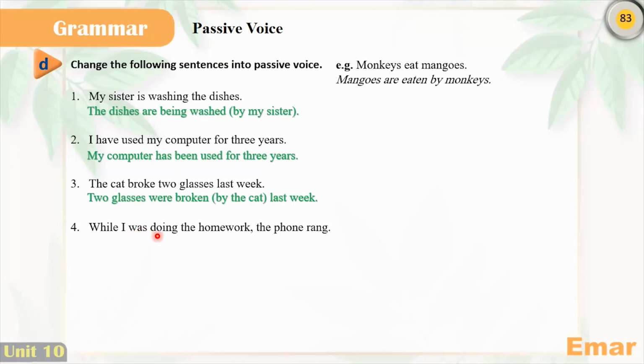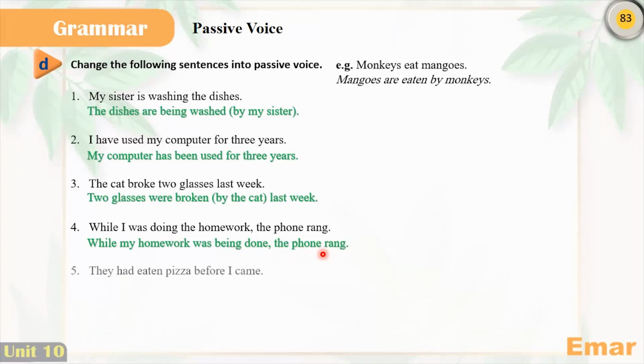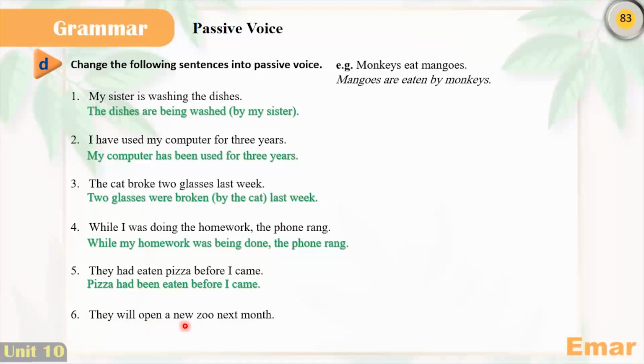Number 4. While I was doing the homework, the phone rang. This is past continuous. The homework, this is the object, so we bring it to the beginning. So it becomes, while my homework was being done, the phone rang. Number 5. They had eaten pizza before I came. The pizza had been eaten before I came, past perfect. The last sentence, they will open a new zoo next month. A new zoo will be opened next month.